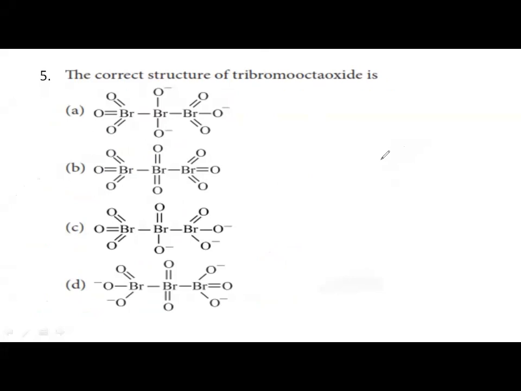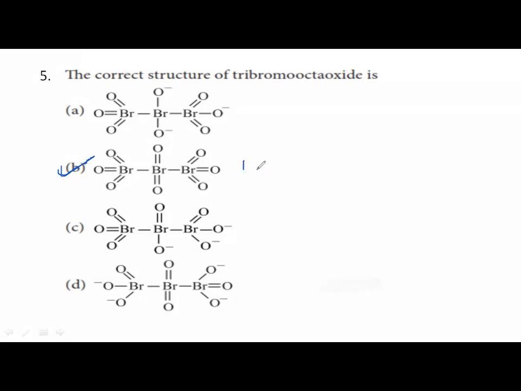Tribromo octaoxide: everything should be in oxide form, meaning they have not said ion, correct? So where there is no ionic charge present on the oxygen atoms, that becomes the structure. So this is the correct structure. Yes, there are no ions, no charge given here. You can also calculate with the formal charge. Where there is the most stable formal charge, that becomes the correct option.